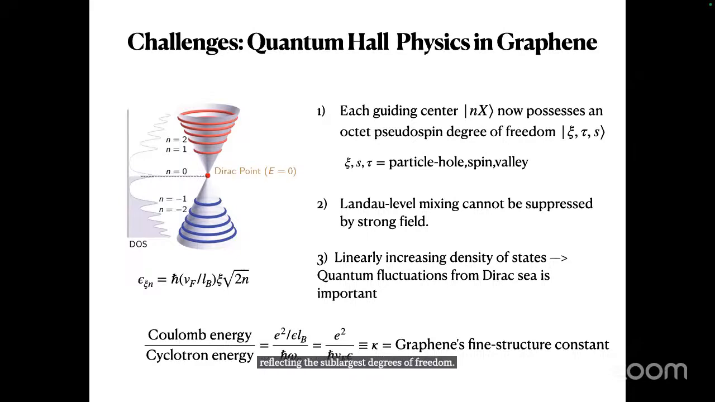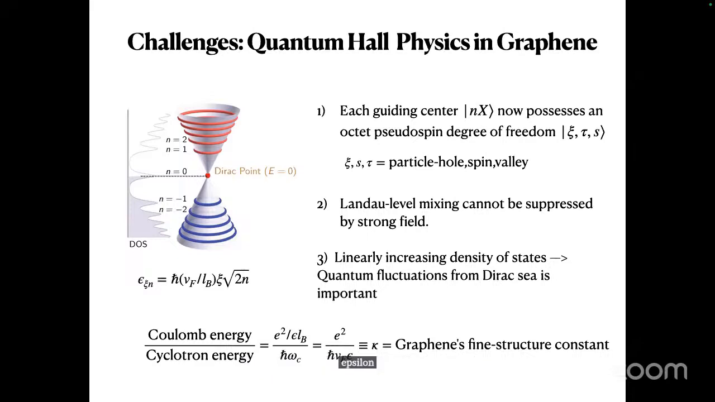Okay, so this is a challenge, and the second challenge is that Landau-level mixing cannot be suppressed by a strong magnetic field. The reason is the following: you take the Coulomb energy again, which is the same scale, e squared divided by epsilon L_B, and divide by the cyclotron energy. But now the cyclotron energy is also proportional to inverse magnetic length. So the L_B cancels out, and you are left with this constant. This is basically graphene's fine structure constant, and it is independent of the magnetic field. The only thing that can change this is your substrate, epsilon.